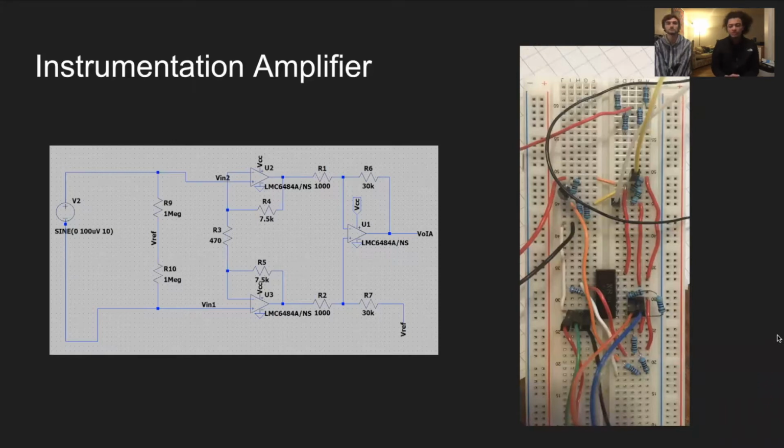Okay, now we're going to our instrumentation amplifier. As you can see, we have a little picture from when we first did this circuit on the right, and on the left, we have the circuit schematic. The instrumentation amplifier has about 1,000 voltage gain. It takes the voltage straight from the head, from the electrodes, and outputs it into the low pass filter.